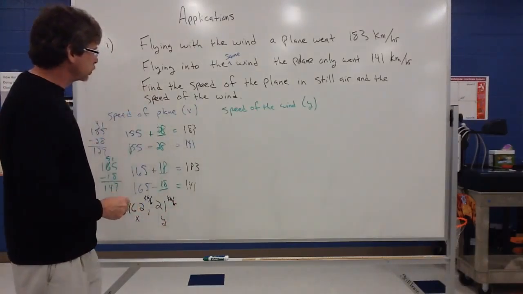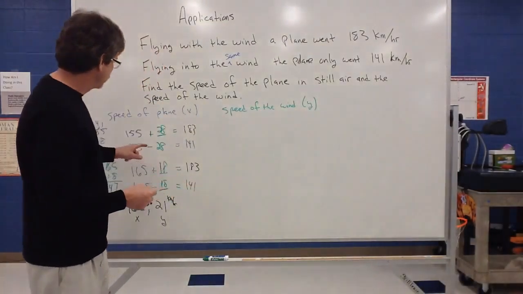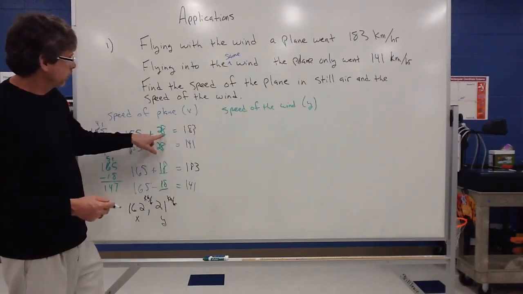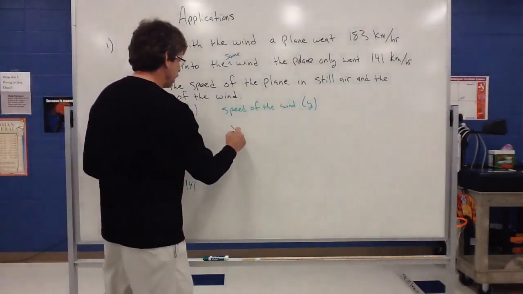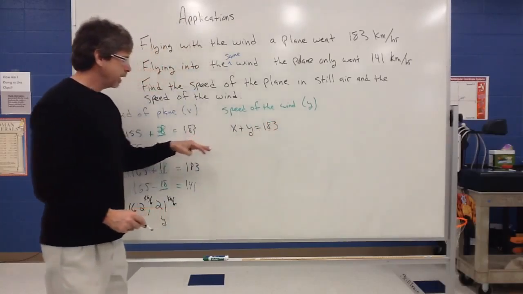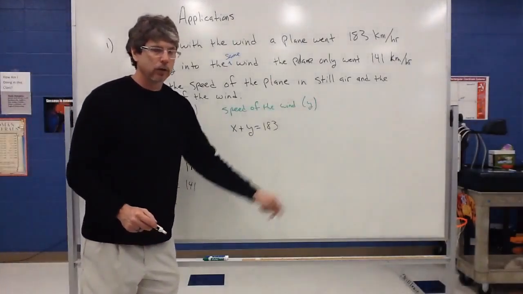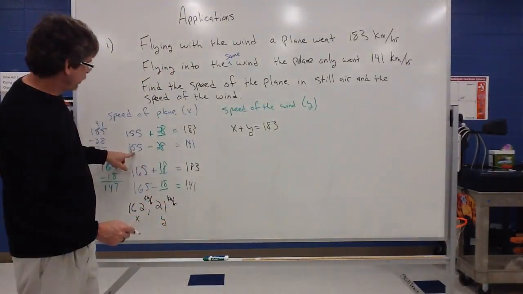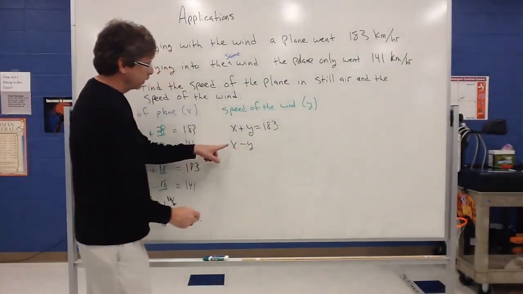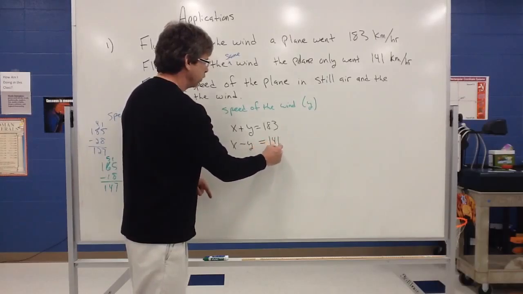What I'm picking up about doing trial and error is that it actually shows me a pathway to the equation. Notice how the speed of the plane is x, the speed of the wind is y. I can write the equation x plus y is equal to 183. So I can write that equation using our unknowns. I can also go x minus y. The speed of the plane minus the wind speed is going to give me 141.